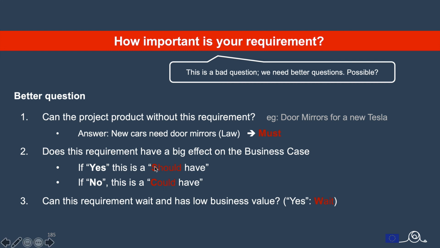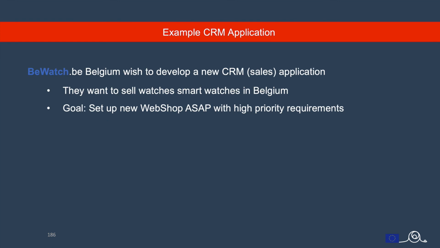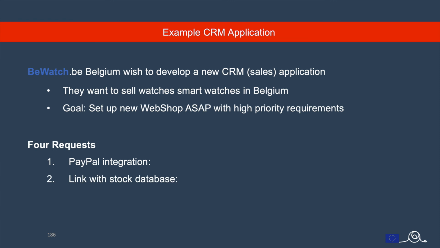Right, now let me give you more examples here, because we have a good example laid out. So we're going to create a new CRM application, so a sales application. It's for a company called bwatch.be in Belgium, and they wish to develop a new sales application. They want to sell smartwatches, and the goal is to set up a web shop as soon as possible with high priority requirements. Okay, now there are 4 requirements listed, and these are PayPal integration, which sounds like a good one. The next one is a link with the stock database, also a good requirement. Homepage chat feature, and user authentication.